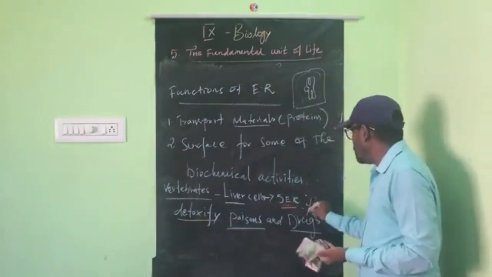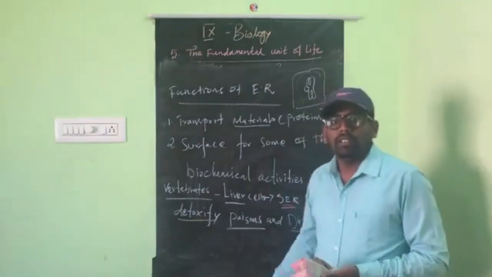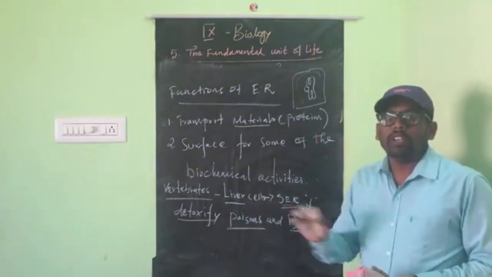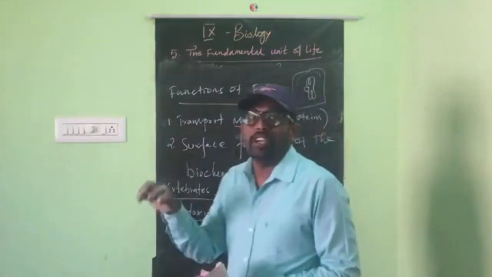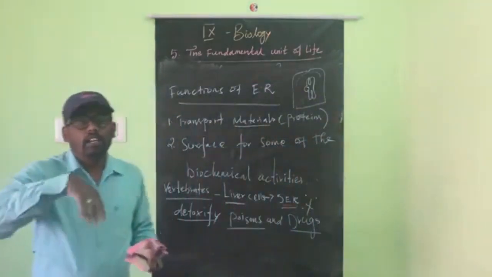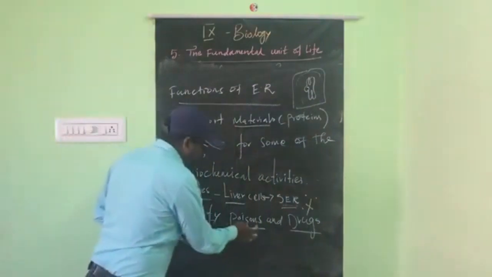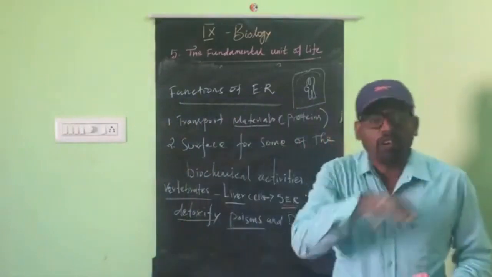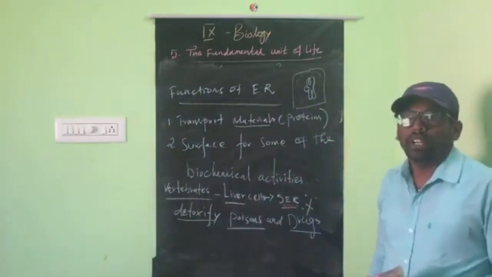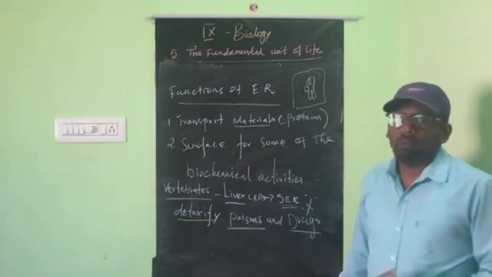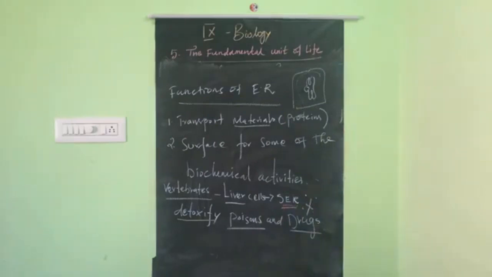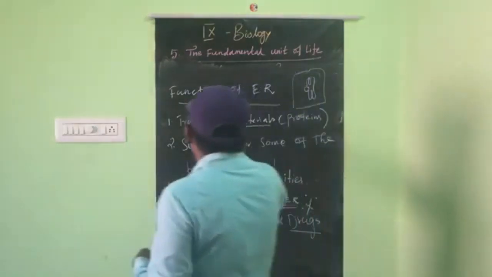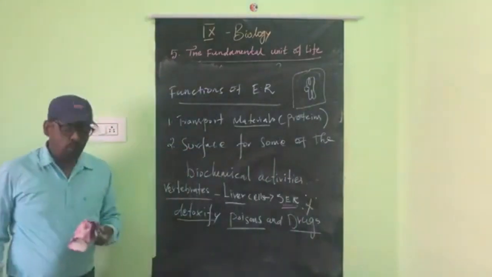This is an important short answer. What is the role of the smooth endoplasmic reticulum in vertebrate liver cells? To detoxify poisons and harmful drugs present in our body, in our blood. That is the role of the smooth endoplasmic reticulum in liver cells. Okay, that's all. The endoplasmic reticulum is over.